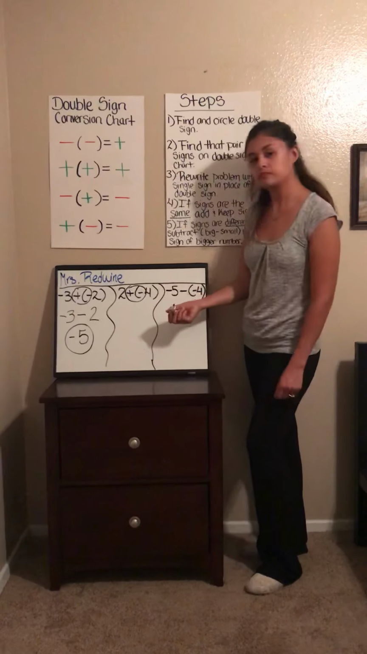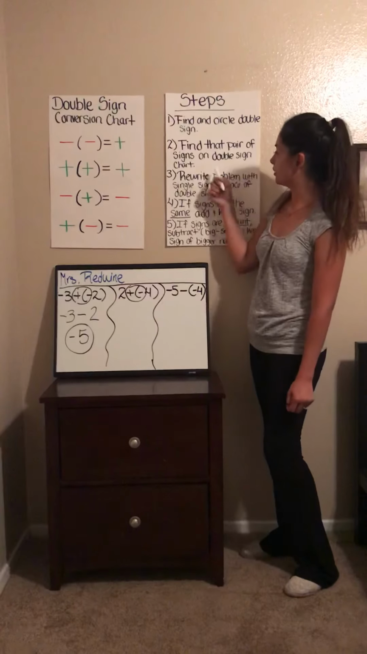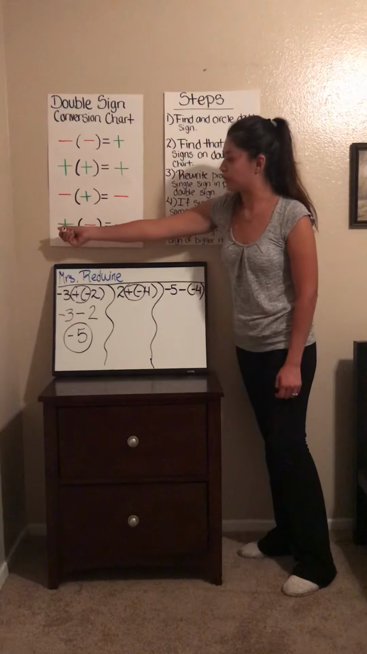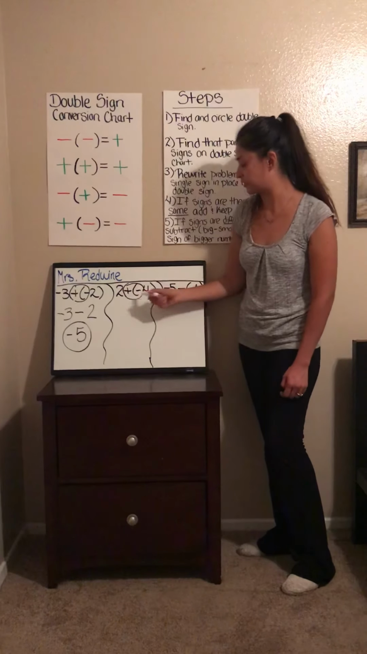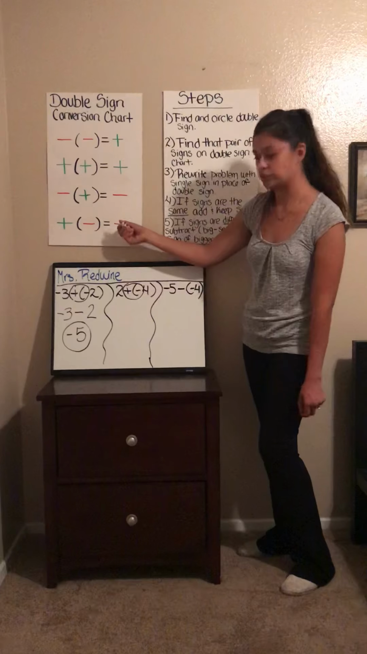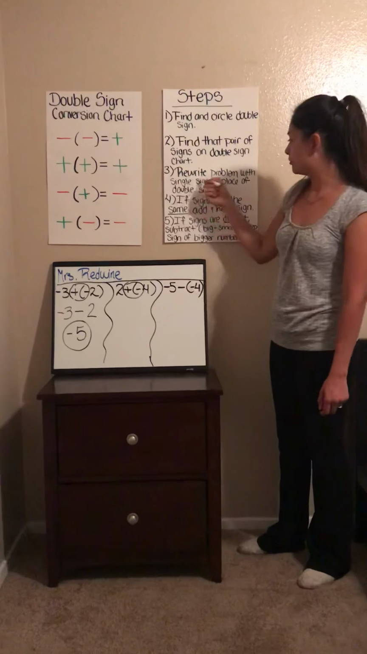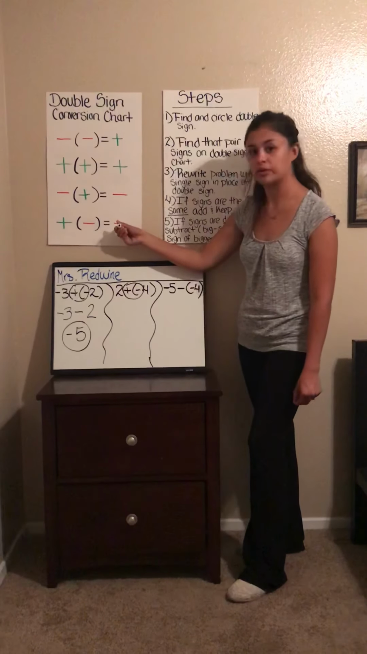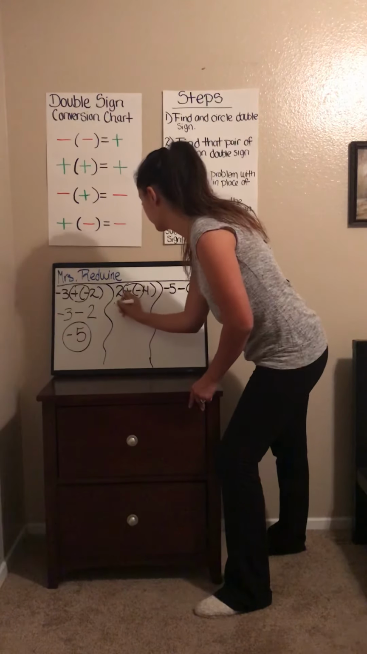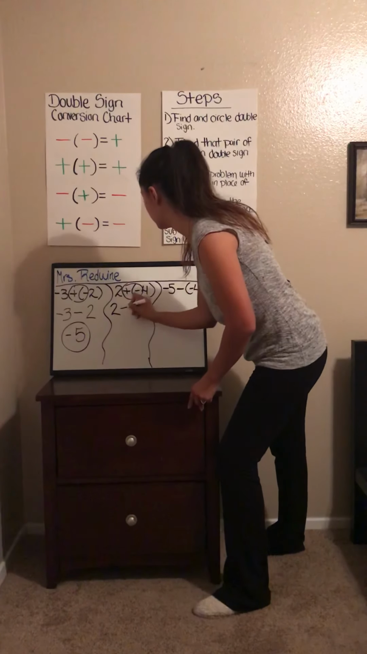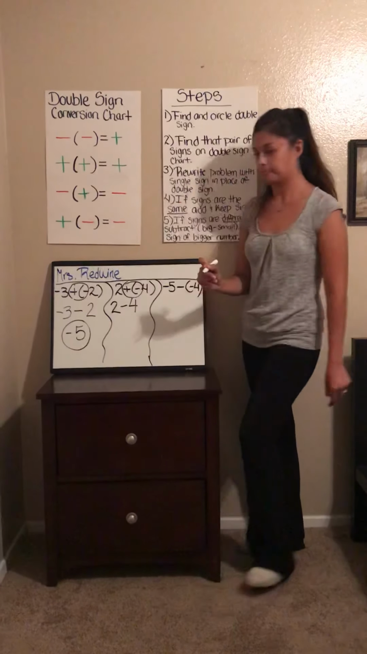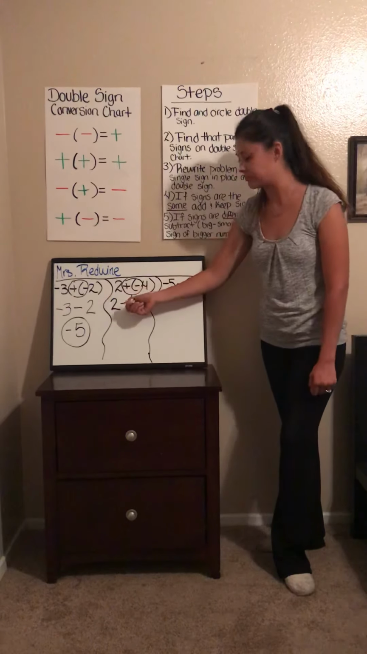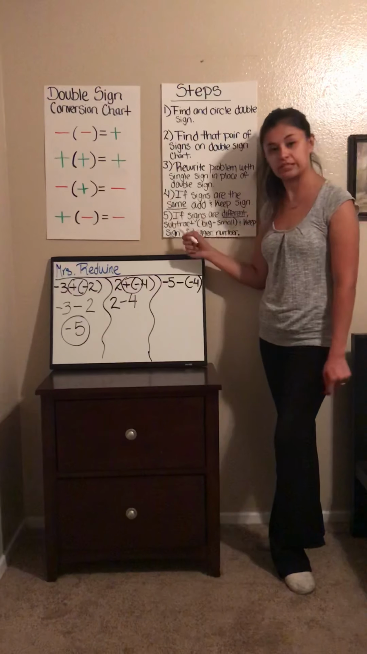Right there. Step 2, find that pair of signs on the double sign chart. Looking for a positive and negative. So again, the same thing, positive, negative, positive, negative. There we go. That's going to be converted into a negative. Rewrite the problem with a single sign. So we have the 2, we're converting it to negative. So positive 2 minus 4. If the signs are the same, we have a positive and we have a negative, so they're not the same, so we have to go on to our step 5.